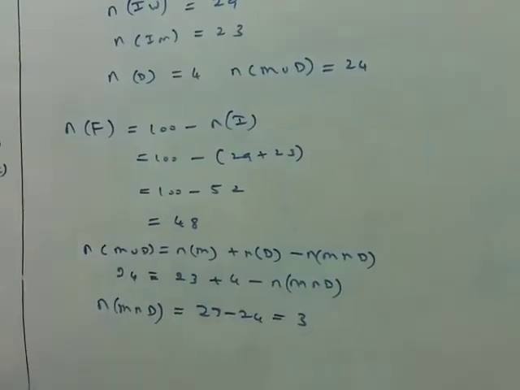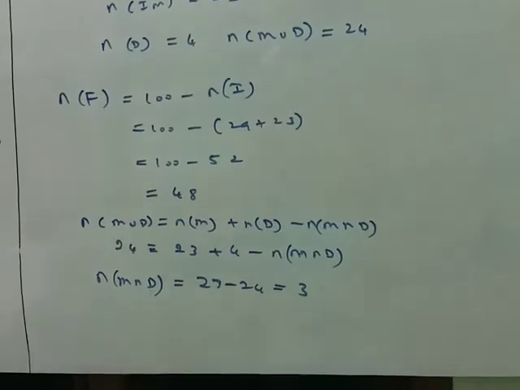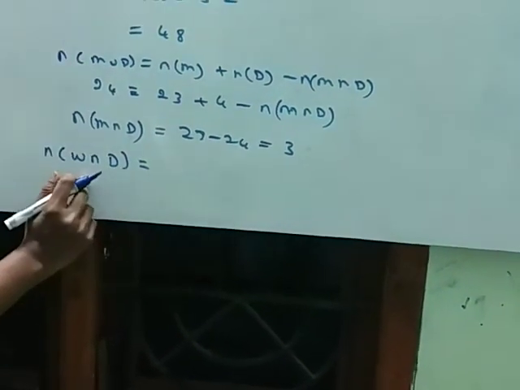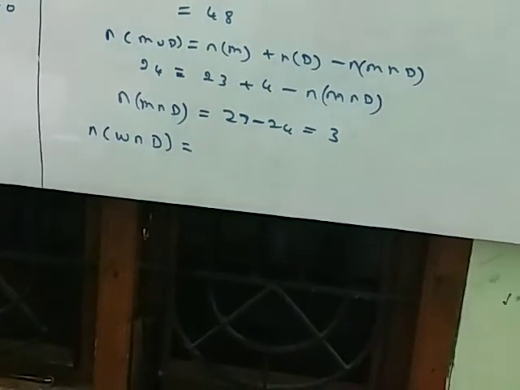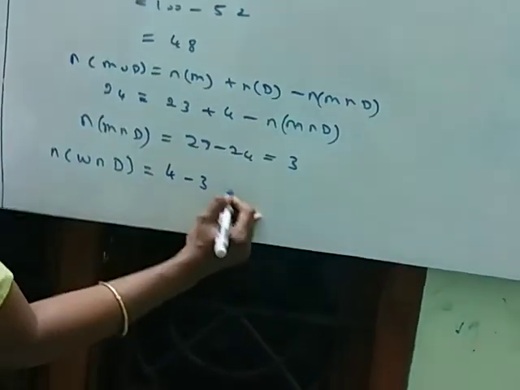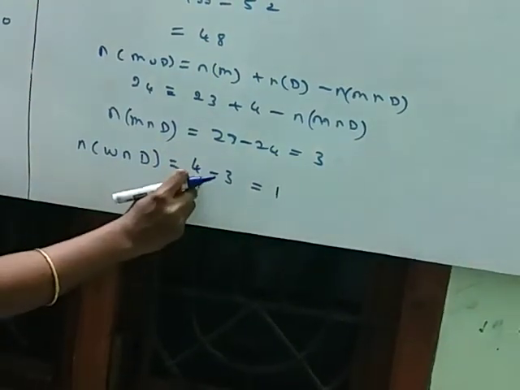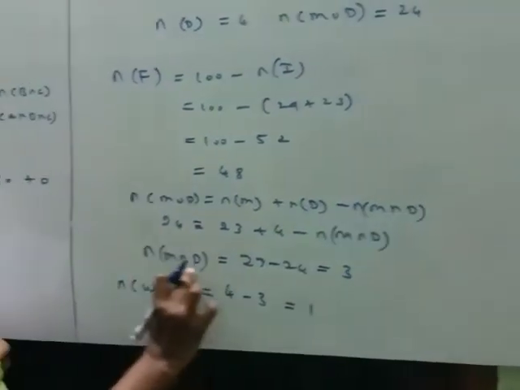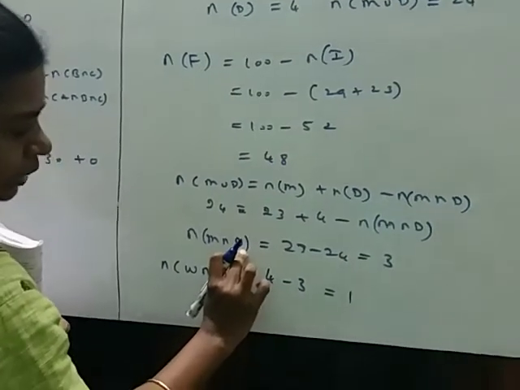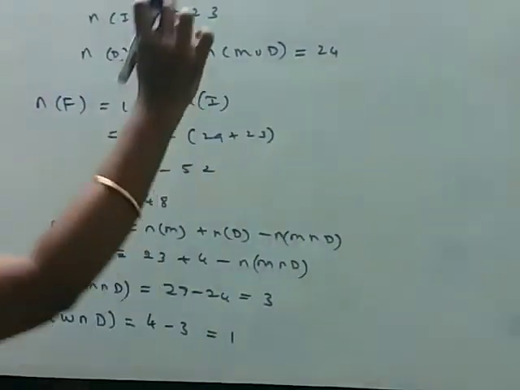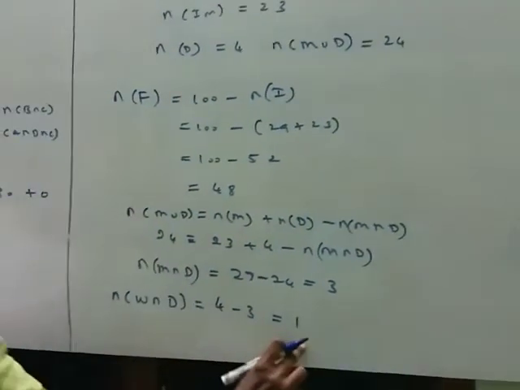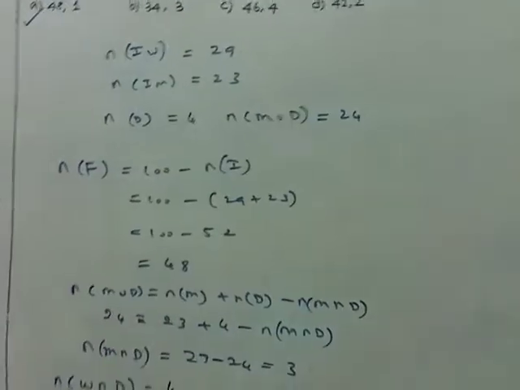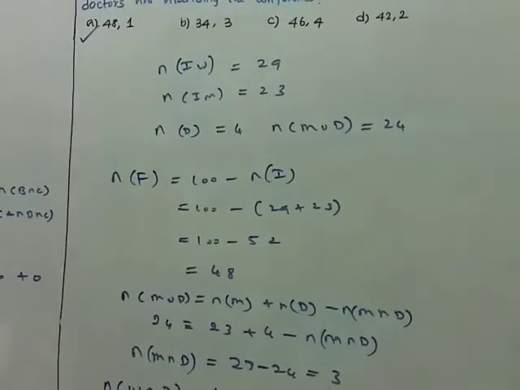Okay, so now they are asking about women doctors. They are asking n of women doctors, W intersection D. We are having doctors as 4. So 4 minus 3, answer 1. That is, you are having 4 doctors. There you are having 3 men doctors. M intersection D means men and doctors, so we are having 3 men doctors. They are asking only women doctors. So 4 minus 3, answer is 1. So the final answer will be 48, 1. Number of foreigners and number of women doctors. Is it clear now? Copy it.